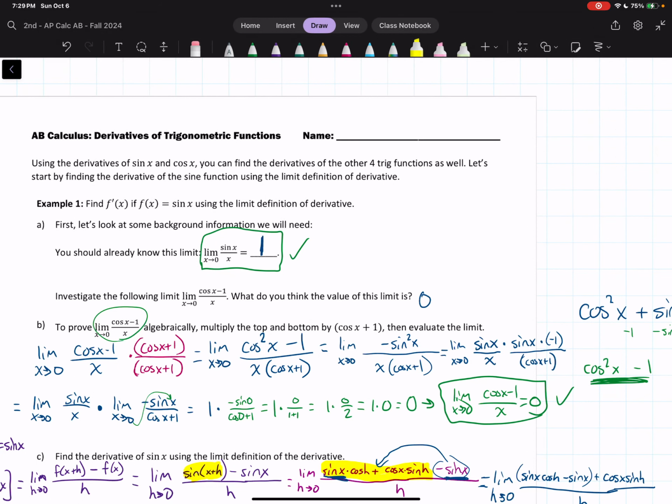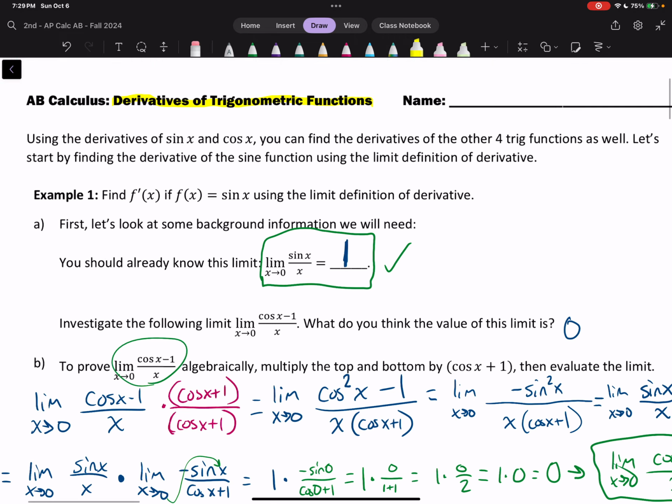Okay, in this video, we're going to be looking at the derivatives of trigonometric functions. So make sure you have your notes packet out and you're following along with this. Okay, so it says at the top, using the derivatives of sine and cosine, you can find the derivatives of the other four trig functions as well. Let's start by finding the derivative of the sine function using the limit definition of a derivative.